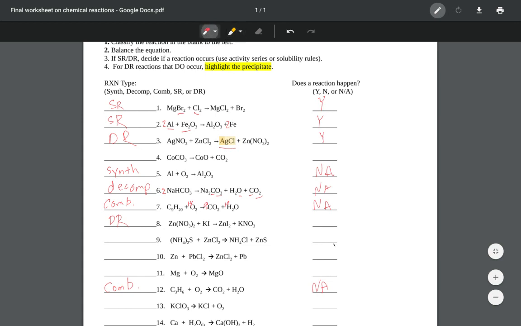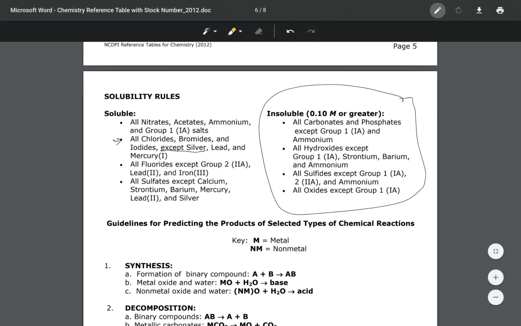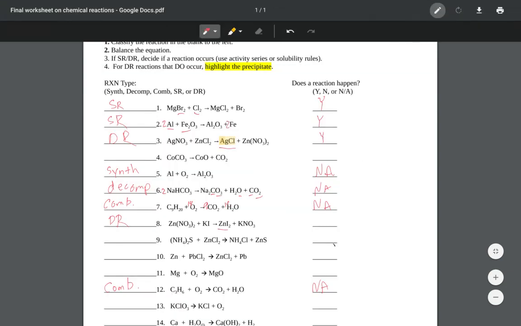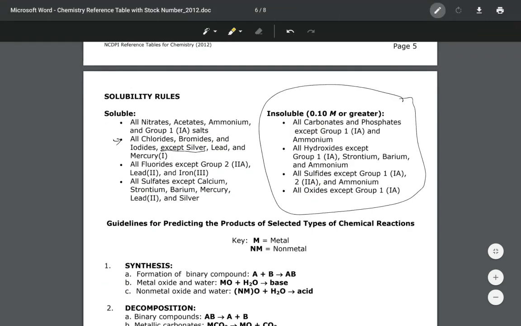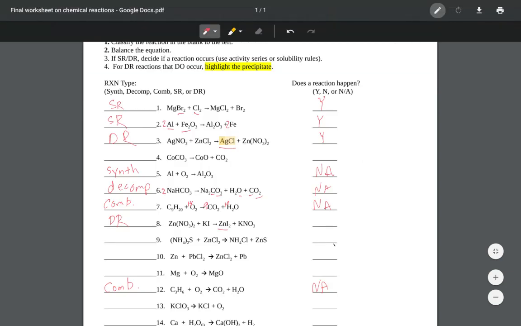In number 8, we look at our products. We have zinc iodide. So all chlorides, bromides, and iodides are soluble except silver, lead, and mercury. So that's soluble. That's not a precipitate. And then we have potassium nitrate. Well, all nitrates are soluble and all group 1 compounds, and potassium's in group 1, are soluble. So we don't have a precipitate. So no, we have no reaction.